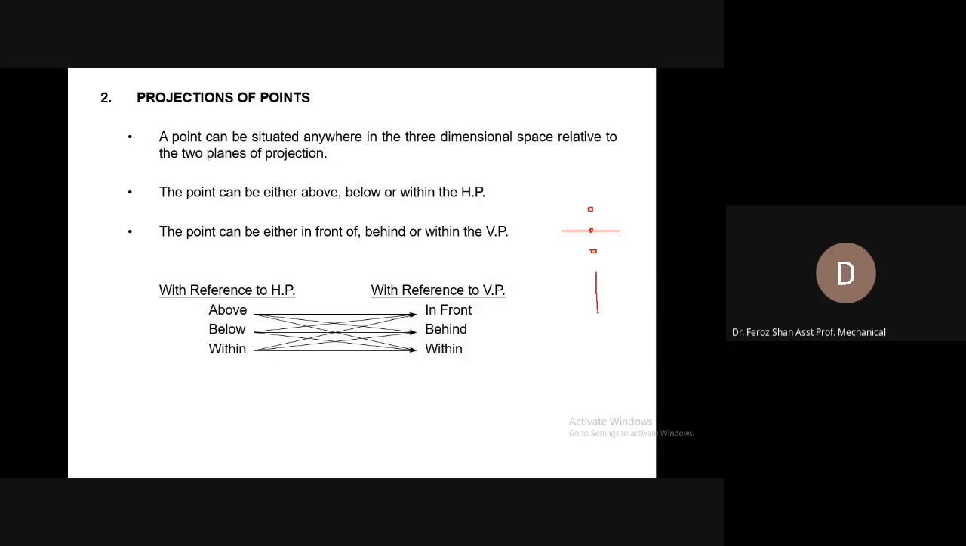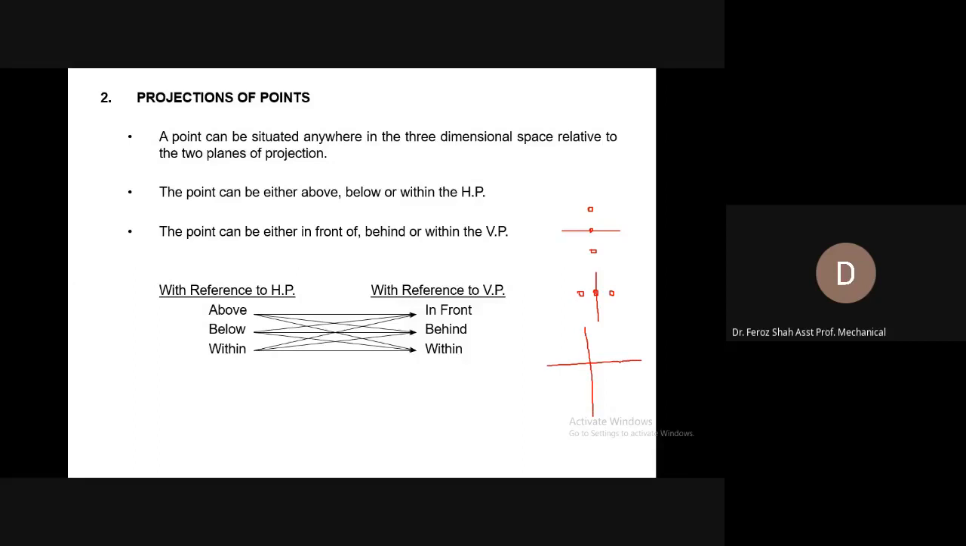With respect to the vertical plane, anything can be in front of the vertical plane, within the vertical plane, or behind the vertical plane. So with respect to the vertical plane, we have these three references. Overall, we can have nine positions.